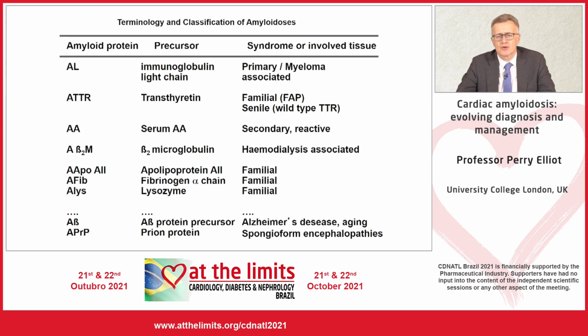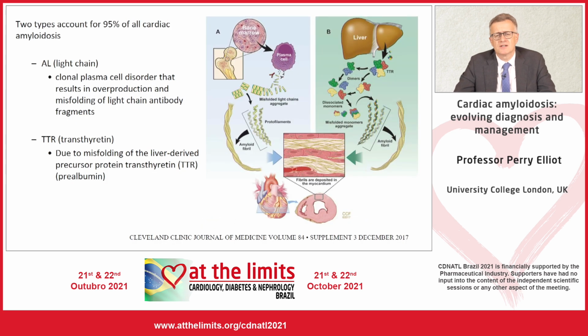Importantly, whilst the structure of all amyloid fibrils is the same, the precursor proteins vary considerably. And there are many different proteins that can misfold or dissociate to cause amyloidosis. In the case of cardiac amyloidosis, there are two main forms that account for more than 90% of all cases. The first is AL, or amyloid light chain amyloidosis, which is caused by the production of excessive light chains from a plasma cell dyscrasia and deposition of these light chains within the heart.